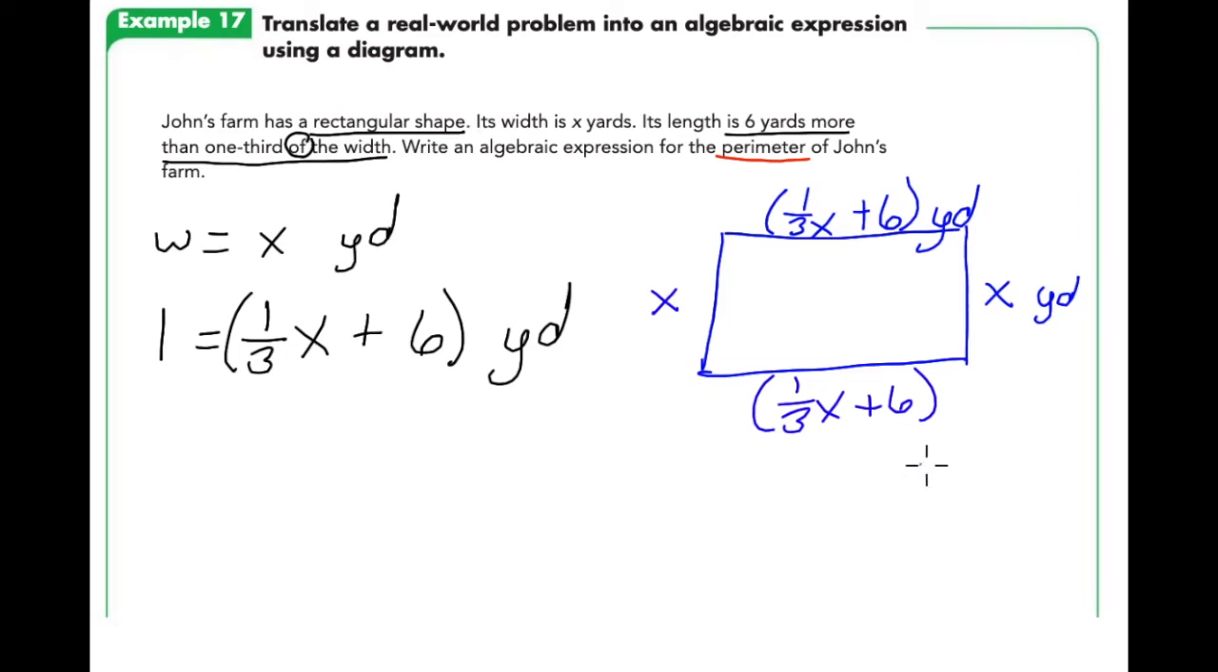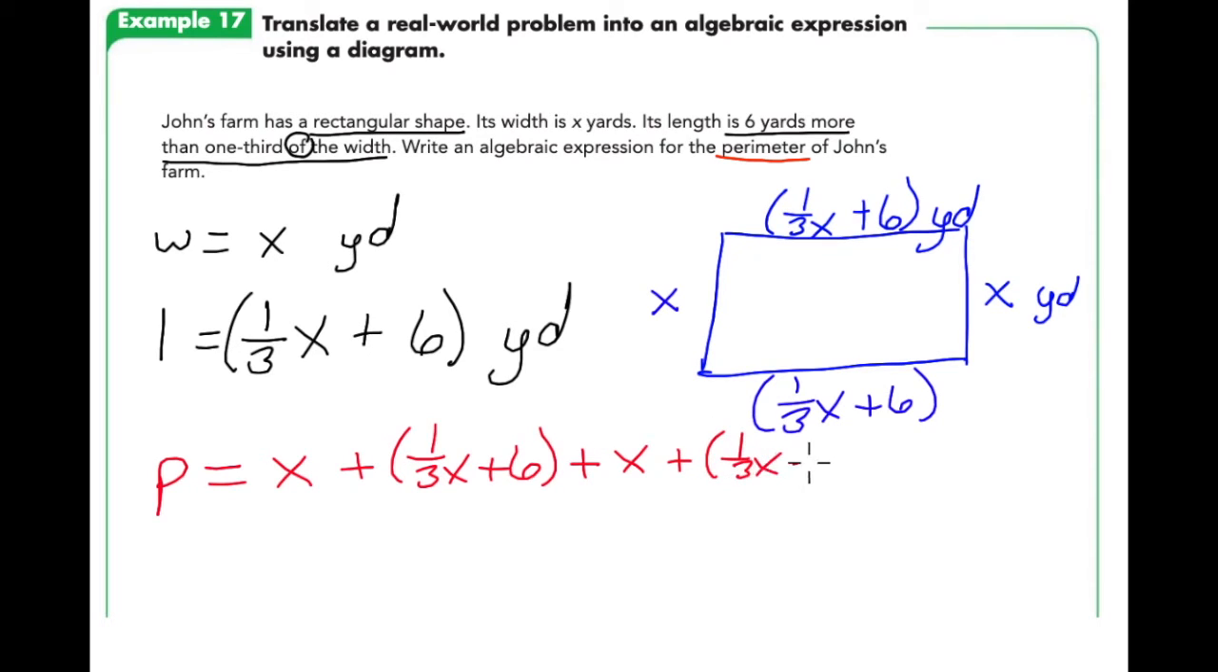So now to find the perimeter, we're going to add up all the sides. So we have our perimeter equals x plus the sum of 1/3 x and 6 plus x again plus the sum of 1/3 x and 6. We have addition on the outside of parentheses, so when we distribute the plus sign, nothing is going to change, so we could just remove those parentheses. We do not need them there at all, so let's just get rid of those parentheses because they are meaningless in this situation.